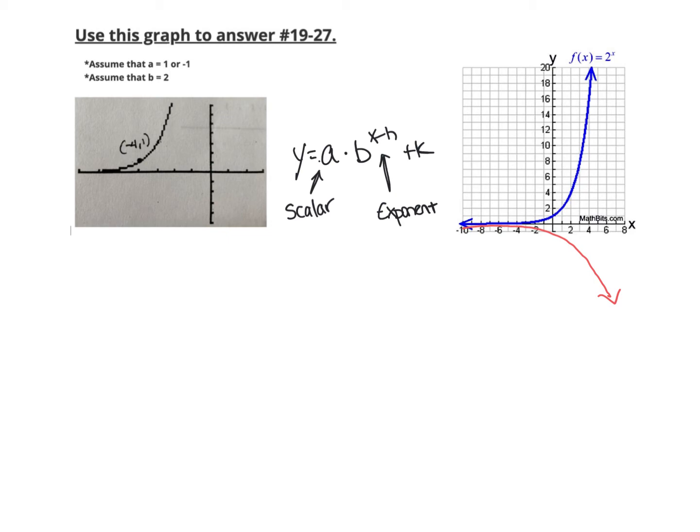So if I was going to ask you for this graph right here, is the scalar positive or negative? Well, I can say, yeah, it's positive because it's going up this way. Or you can think of it as over that asymptote. So I'm going to say that our scalar is positive, and we know that because the graph is above the asymptote.